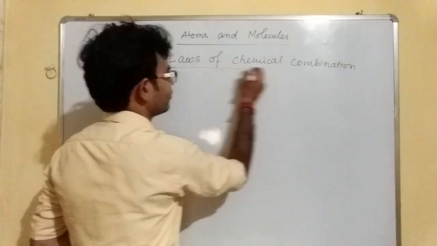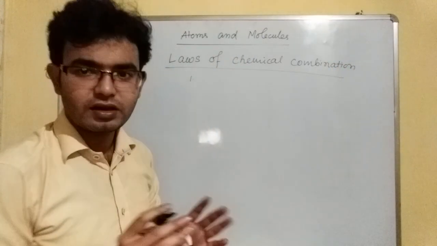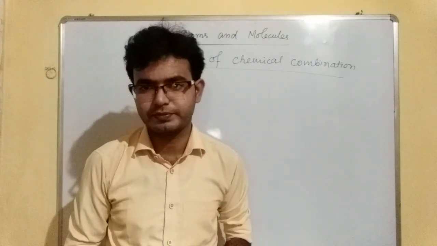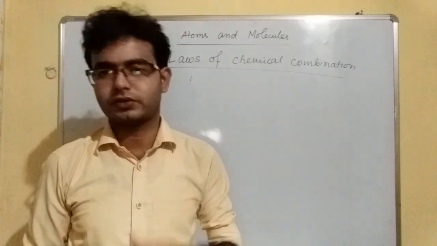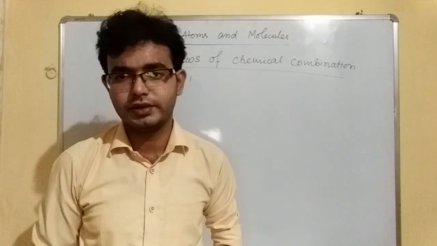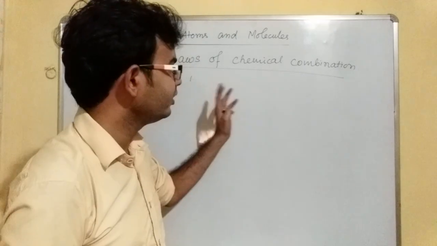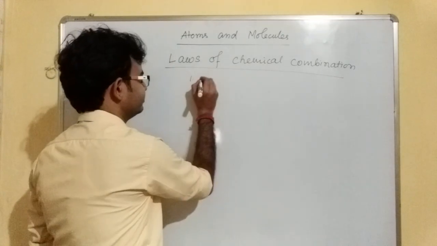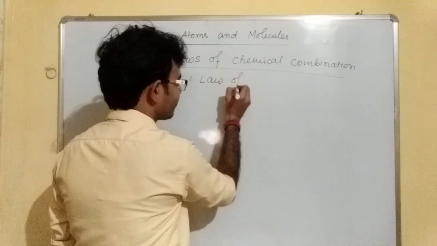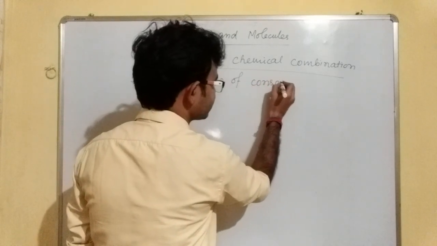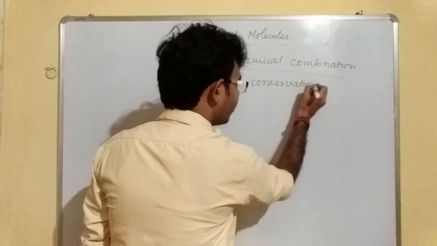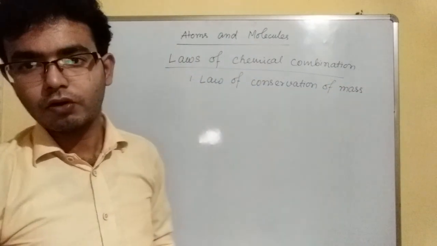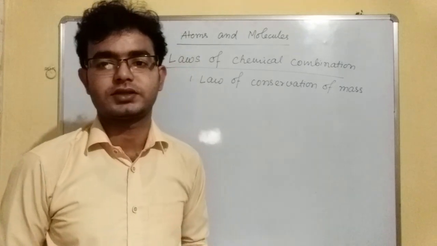There are two laws of chemical combination. We'll discuss about it in class 9. Although there are so many laws of chemical combination in higher classes, we'll discuss about them. Okay. In class 11, we'll discuss about the 5 different laws of chemical combination. But in class 9, we'll discuss only about 2 laws of chemical combination. Okay. First law, law of conservation of mass. This one is a very important law.